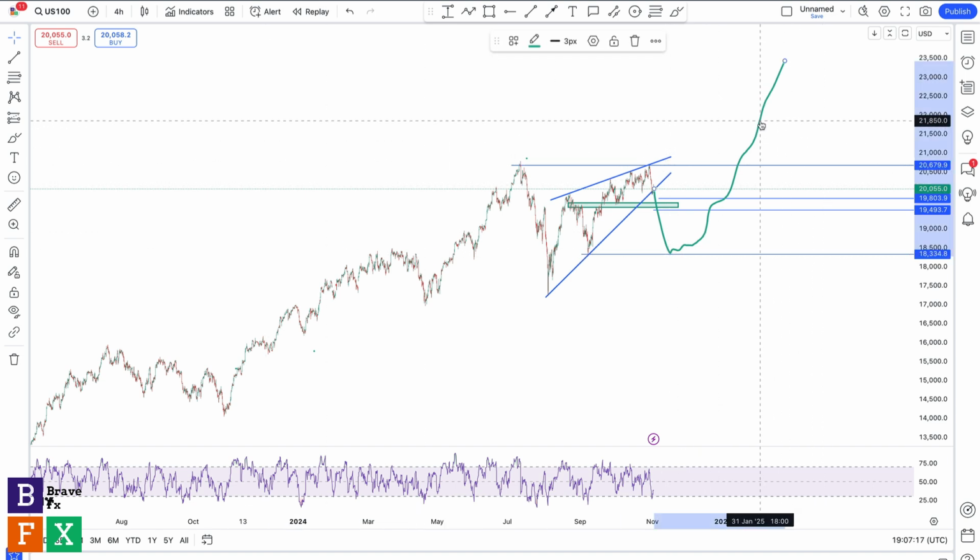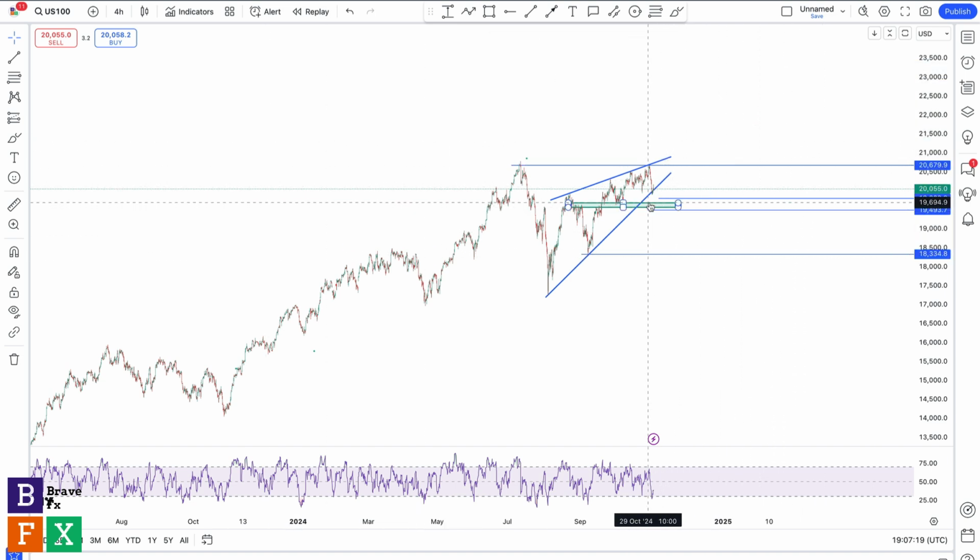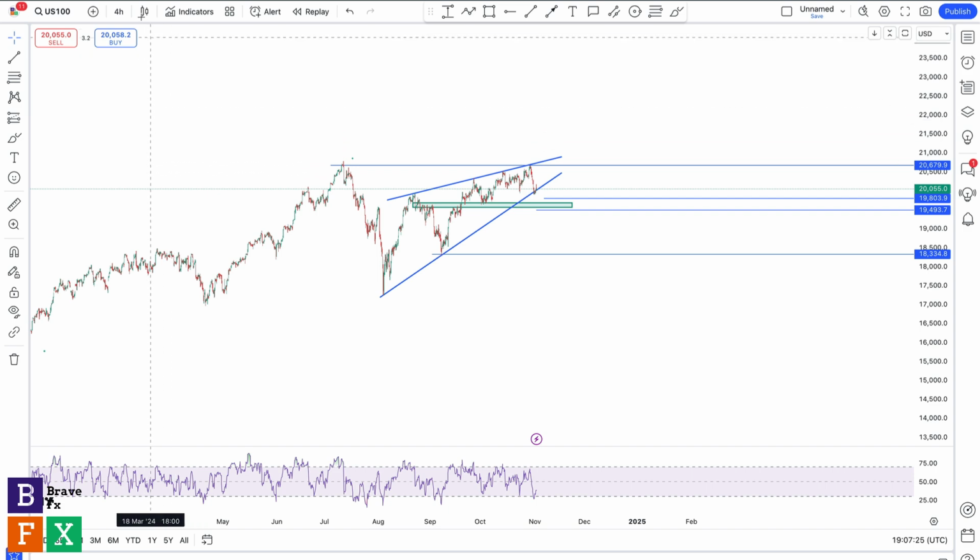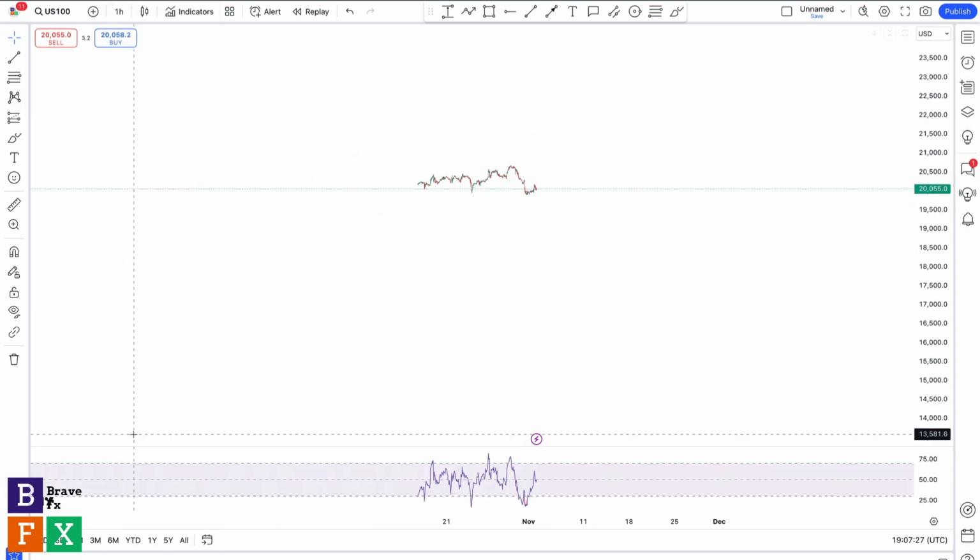And in doing so, the break of this area of value here, this green zone, would give us a good opportunity to go short, which is what I explained earlier with my bullish and bearish case scenario. So that's it briefly for Nasdaq.